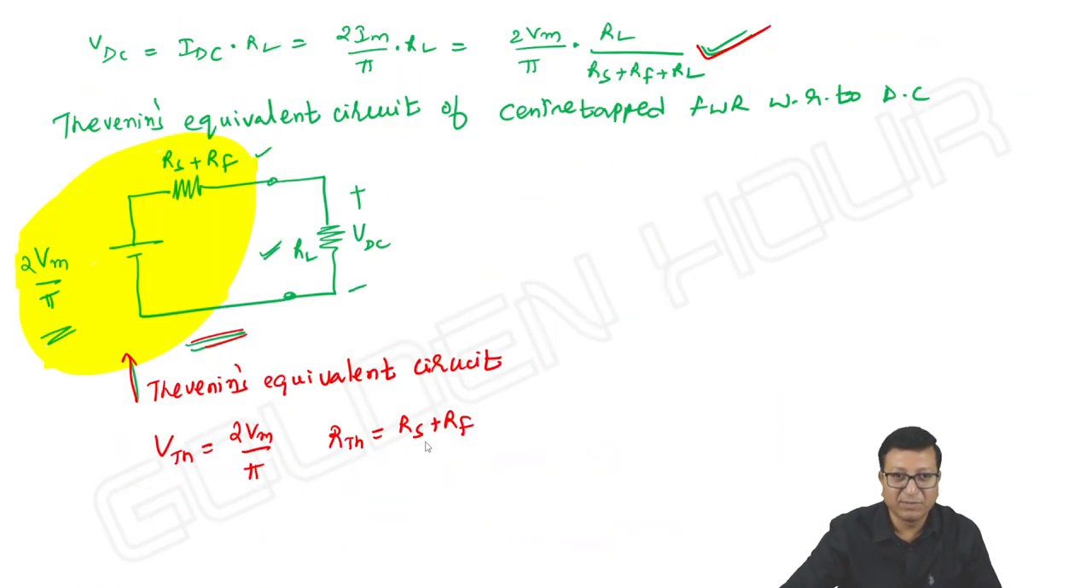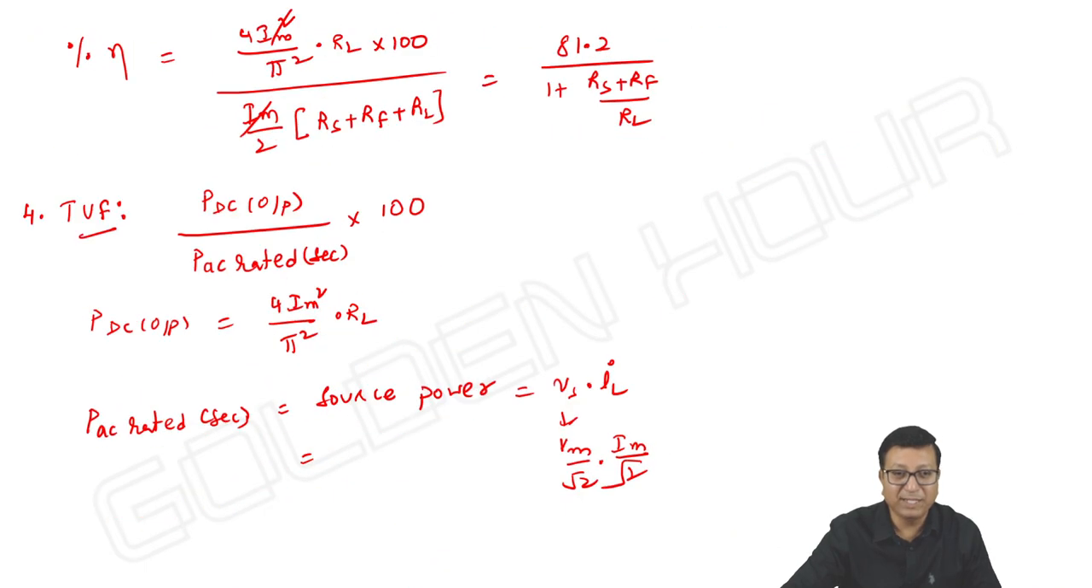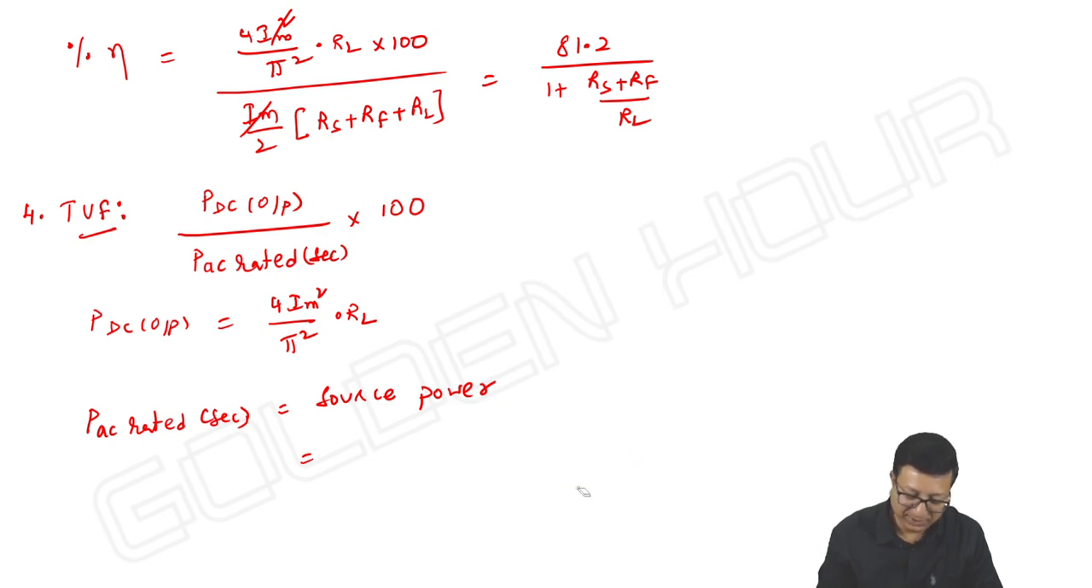So what is your overall PAC rated or source power? You can't take it like this, which is absolutely wrong. And what should we take? It is just nothing but the source power. It is twice the PAC rated half, right? 2 times PAC rated secondary of half wave rectifier.